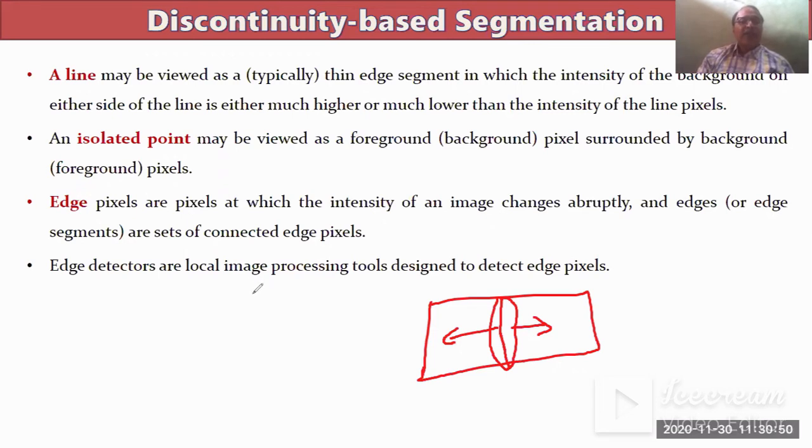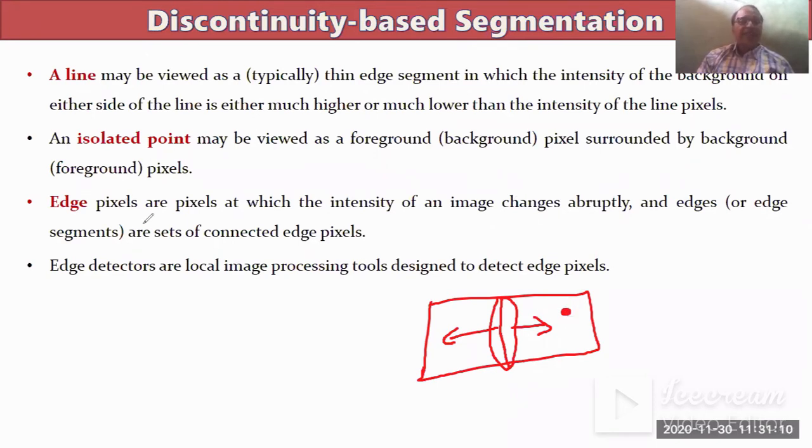Then an isolated point may be viewed as a foreground pixel surrounded by the background or a background pixel surrounded by the foreground. Means there will be one point which differs from the others. So that is also an isolated point. हा एखादा पॉइंट आपल्याला ह्याची जी इंटेन्सिटी आहे ही बाकीच्या पेक्षा वेगळी आहे. So that will be an isolated point.